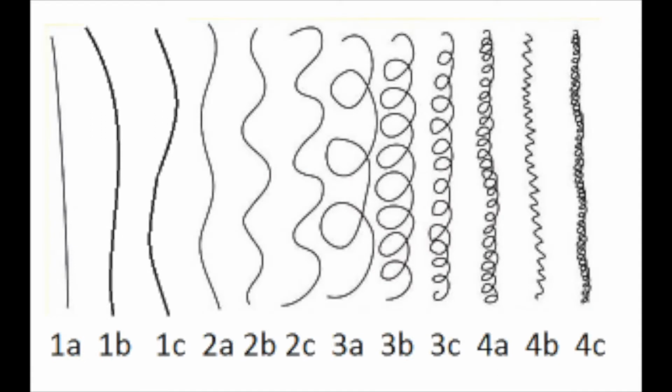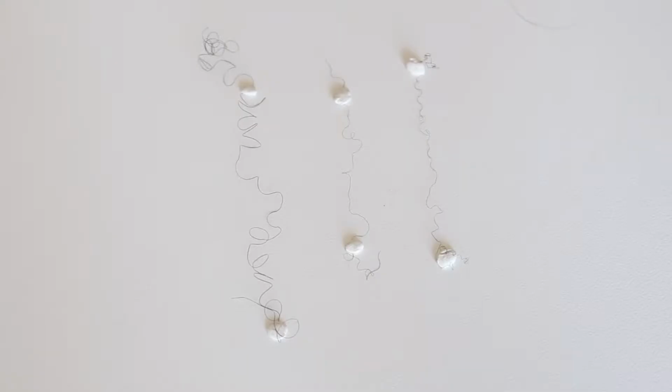Okay, so the first test that we're going to do is the curl pattern test. As we mentioned previously, there are various categories of curl patterns, but we're going to focus mainly on type 4. And type 4 ranges from A to Z. So basically when you start off with A, those are your coilier, curlier patterns, and then as you work your way down to Z, those are your more kinky ones, the ones with your Z pattern.